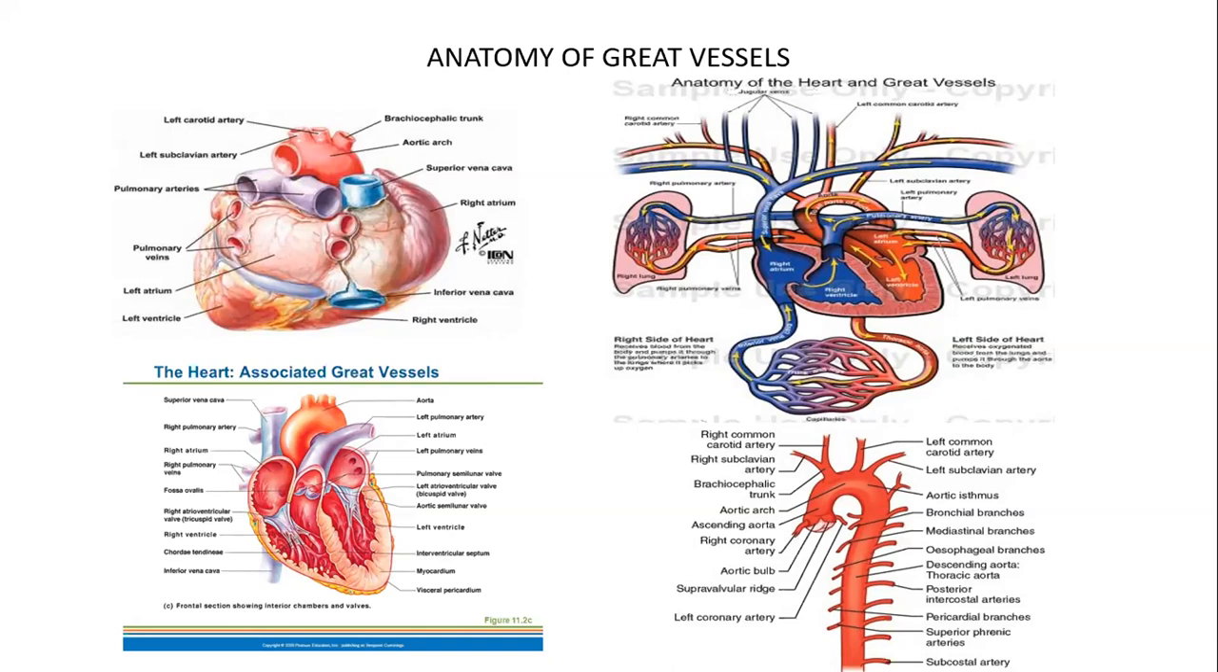In TAPVD, all four did not enter the left atrium. Instead, they entered either supracardiac, which means they entered the pulmonary artery or superior vena cava, or cardiac TAPVD, which means they entered straight to the right atrium, the right ventricle, or occasionally the left ventricle. Or infracardiac, which is the worst, entering the inferior vena cava. So that's why they become cyanotic.